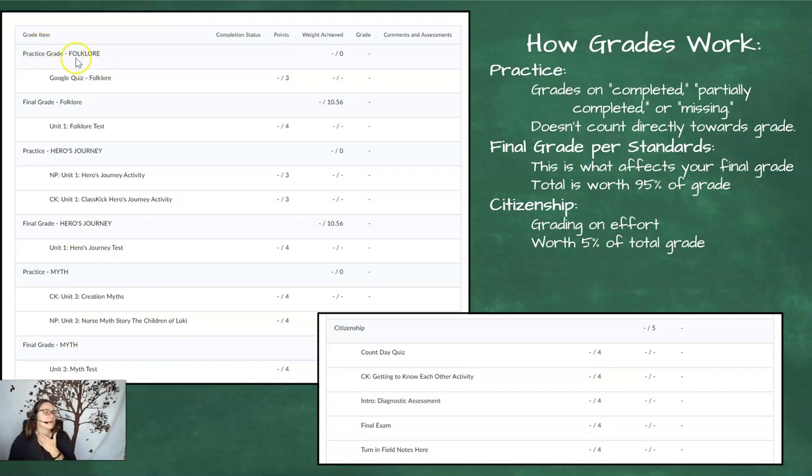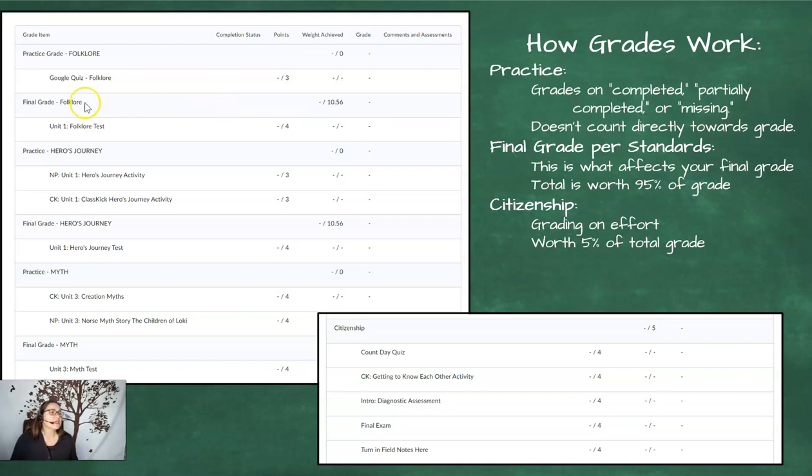So your practice ones, like here says practice folklore, these are things that are graded on either completed, partially completed or missing. So it's really, did you make the effort? Did you try it out? Did you start to and then not finish it, or did you just not do it? That's really all I'm looking for in practice, because it's learning. The whole point of those practice assignments is to help you so that when you do the final assignments, you'll be better at it. These practice assignments do not count directly towards your grade, but they're going to help you, again, when it comes time to do the final assignment.